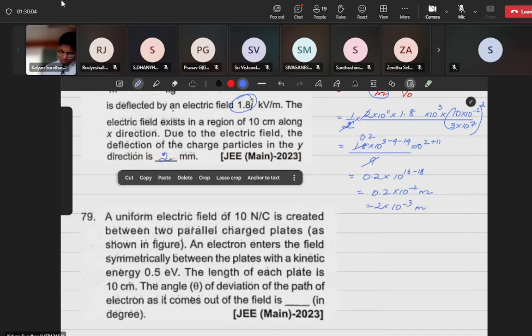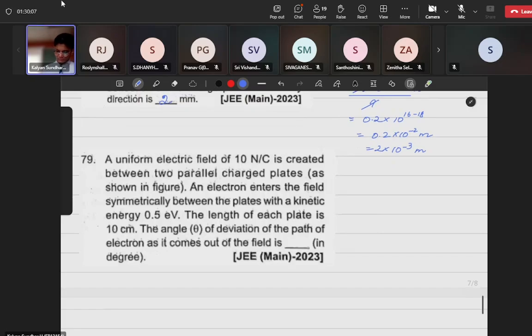This question: an electric field of 10 Newton per coulomb is created between two parallel charged plates, as shown in the figure, but here they haven't given any figure. An electron enters the field symmetrically between the plates with a kinetic energy of 0.5 eV. What do you mean by eV? Electron volt. The length of each plate is 10 centimeters. Find the angle of deviation of the path as it comes out of the field. So theta you have to find.